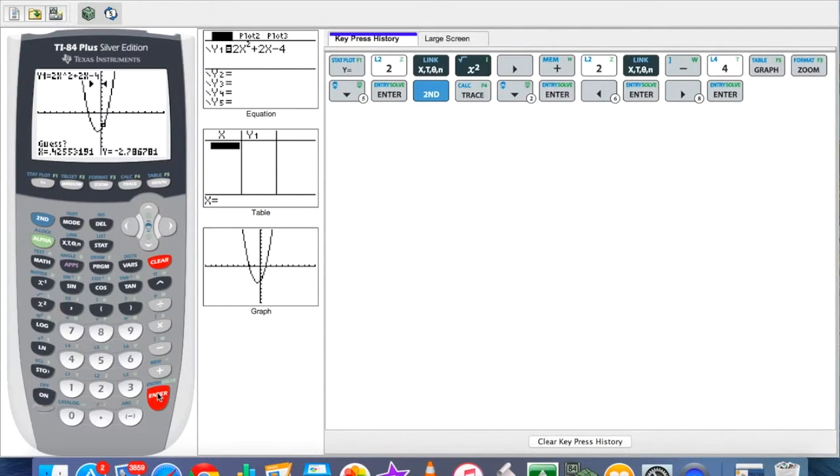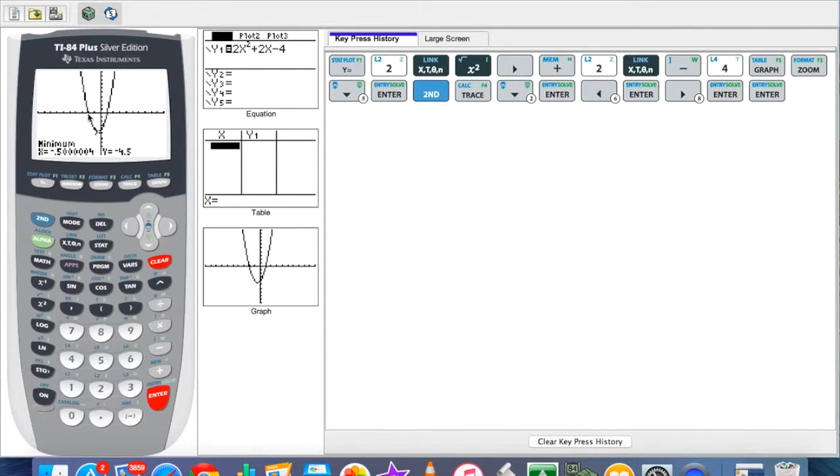It says guess. We press enter again, and it gives us a minimum value of x equals negative 0.5, and a y value of negative 4.5. So there's our minimum vertex, and those are the coordinates. Okay, now we want to find our roots.